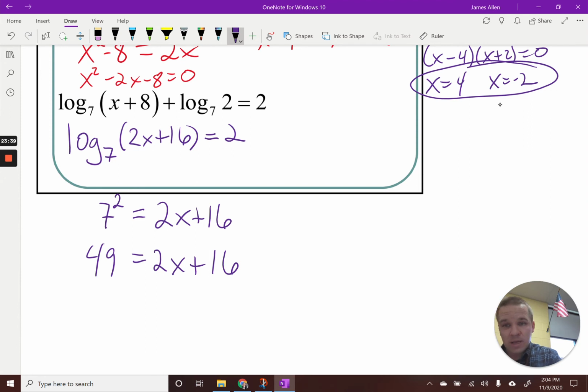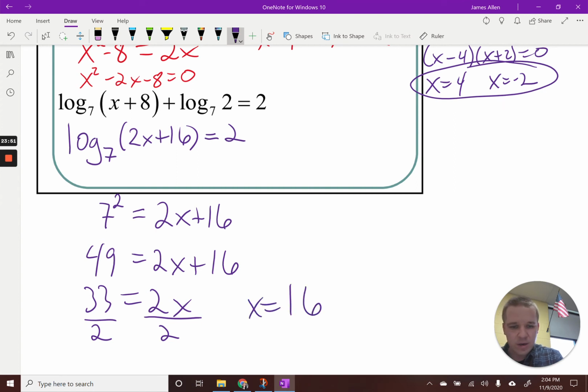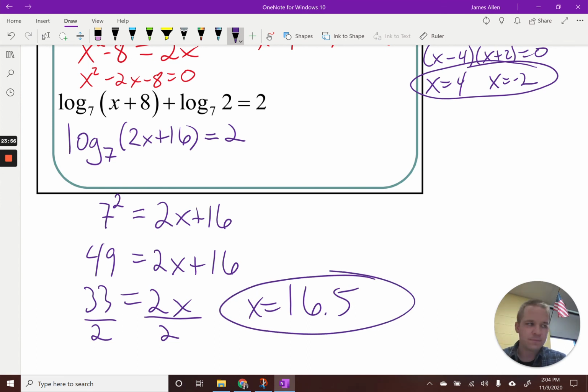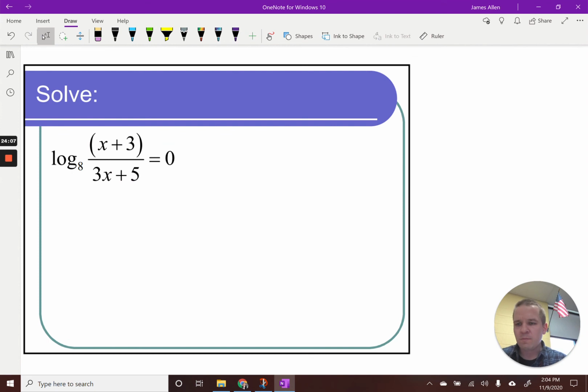If I subtract 16, I'll end up with 33. And if I divide by 2, I've got 16.5 or 33 over 2, so x equals 16.5. That seems nice. We're going to keep going here. I know it's getting a little lengthy, but we are covering a couple sections here, and they go together so nicely, like peanut butter and jelly. Okay? Let's keep going.